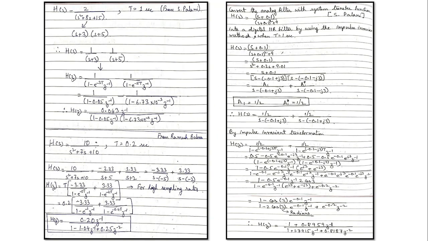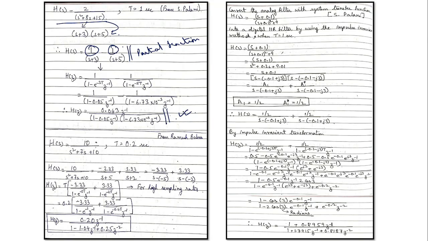Now coming to the next question, the same way, if we are given H(s) equal to 2 by s square plus 8s plus 15, we can break it down into this form. Then we apply the partial fraction, and we get the elements, and then we can apply the transformation equation, and we get the transfer function over here.